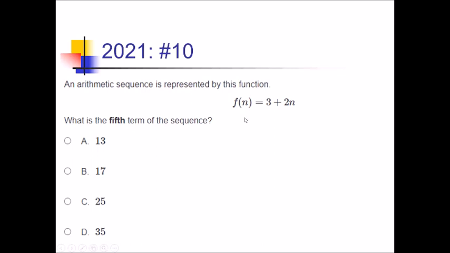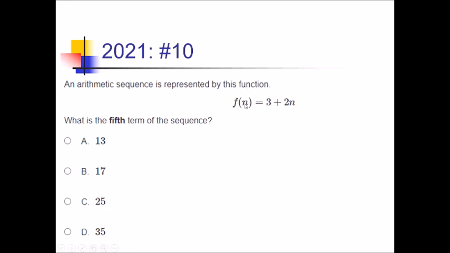For this one, we have an arithmetic sequence given by this function right here, 3 plus 2n. They want to know the 5th term of the sequence. Well, the easiest way to figure out the 5th term is just to plug in 5 to this formula here. Because the way this arithmetic sequence is represented, you basically plug in the term number and it tells you the value of that term.